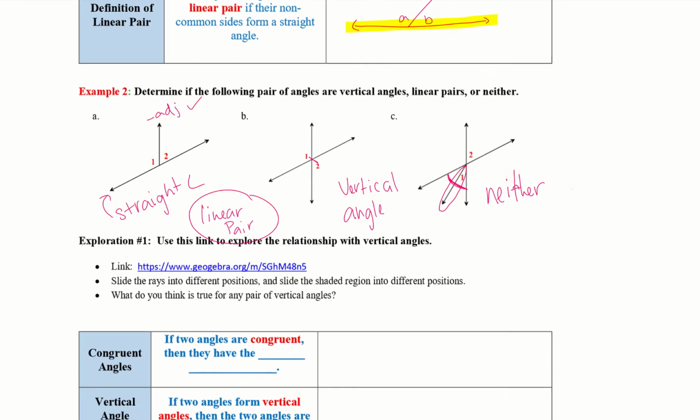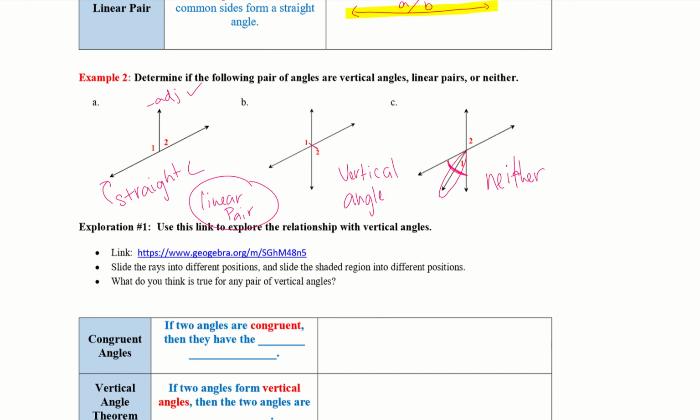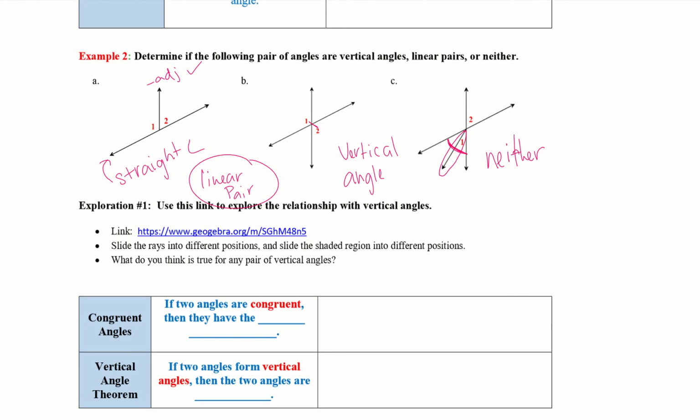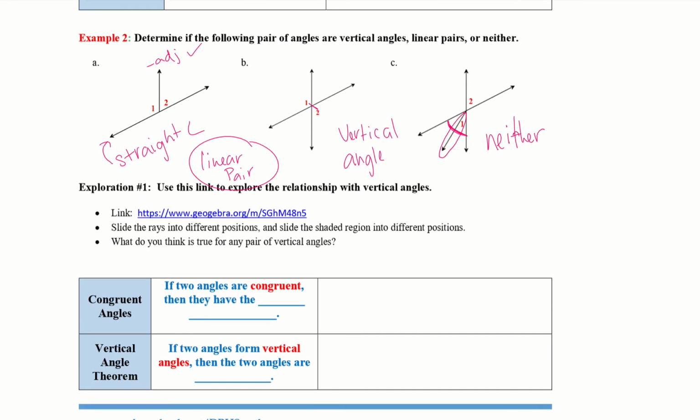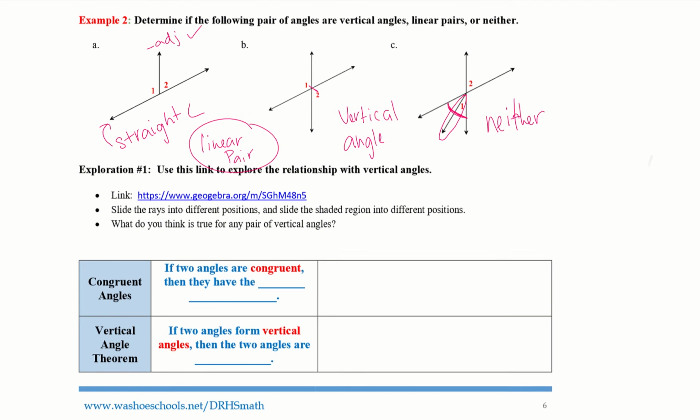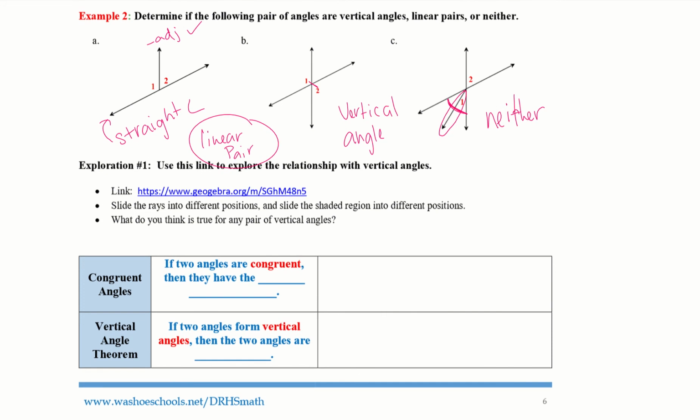Alright, so next is our exploration number 1. If you want to take the time to click on the link, type in the link, and try out the rays in different positions and slide the shaded region into different positions and see what you get on vertical angles.